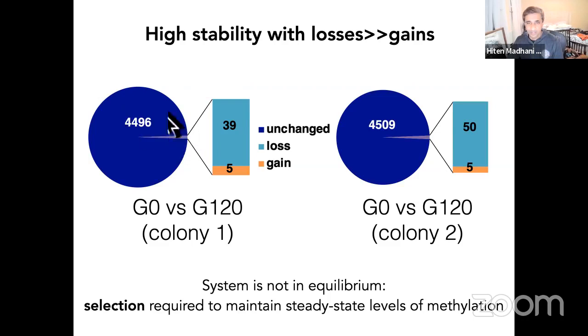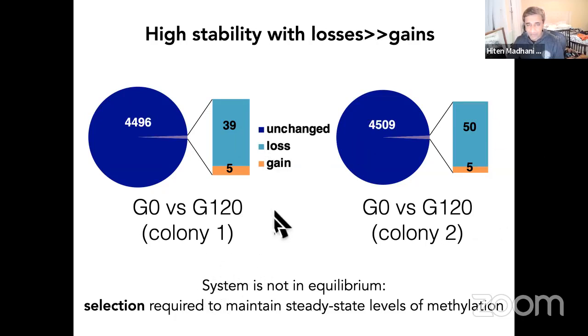So out of over 4,500 cytosine methylations that we could assay in the parent, 99% of them are intact after 120 generations. For one colony, there were 39 loss events, and in the other 50 loss events. And then there were much rarer gain events, 5 in one case and 5 in the other. And these all are random. There's no significant overlap between these events in the two different colonies.